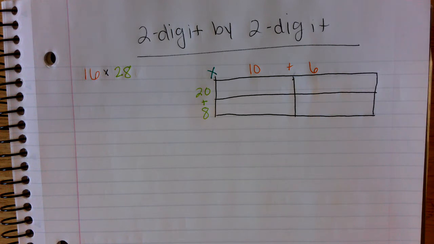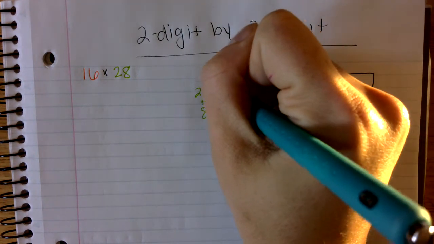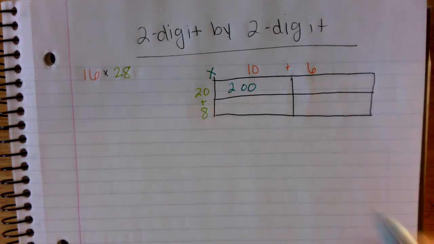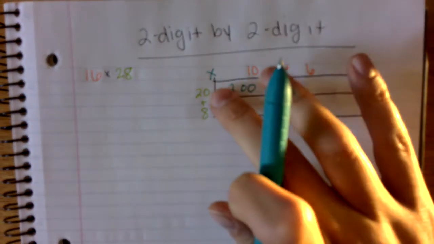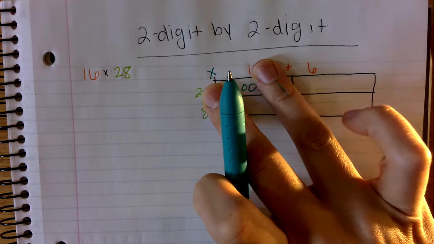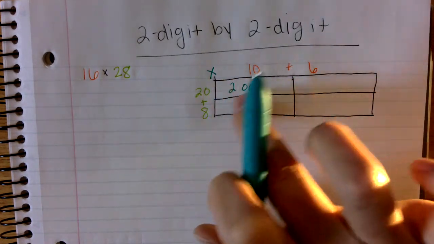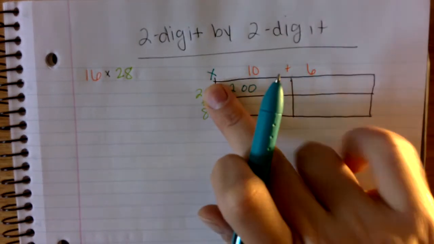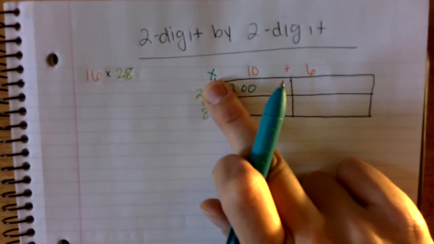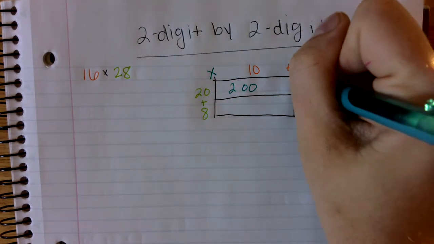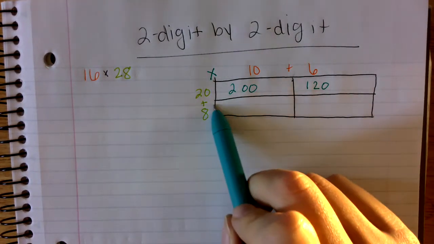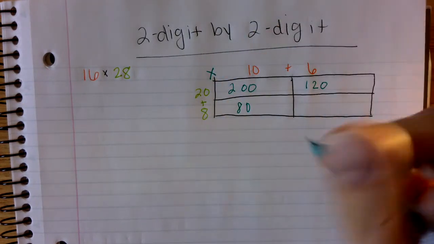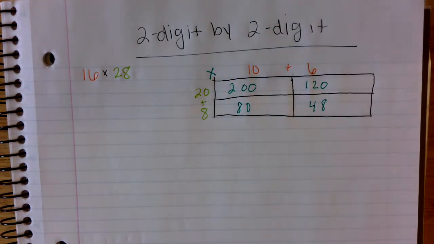So, how this works is we have 20 times 10 is 200. Because if I take the 2 times the 1, that's 2, and then I add two zeros, it's 200. 20 times 6: 2 times 6 is 12, add a 0, it's 120. 8 times 10 is 80, and 8 times 6 is 48.